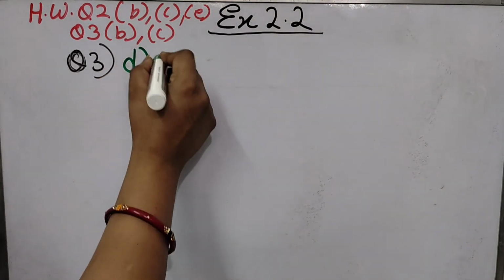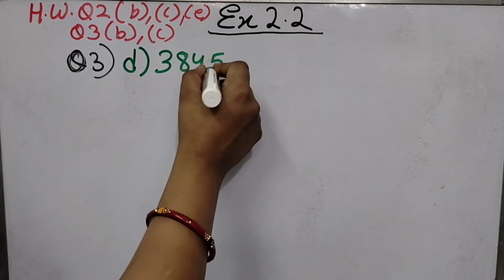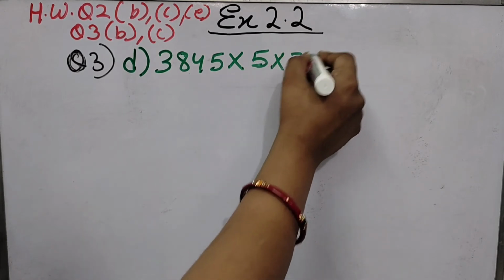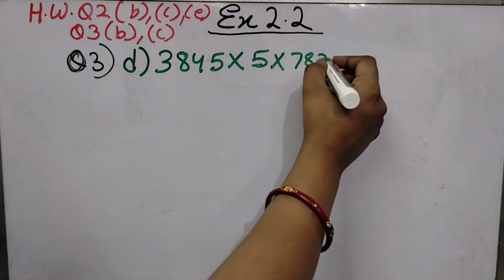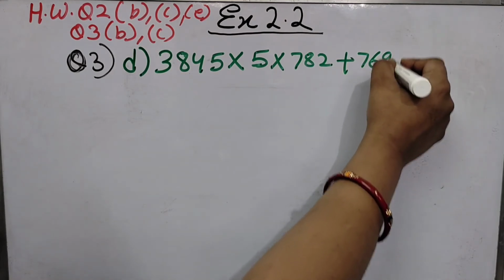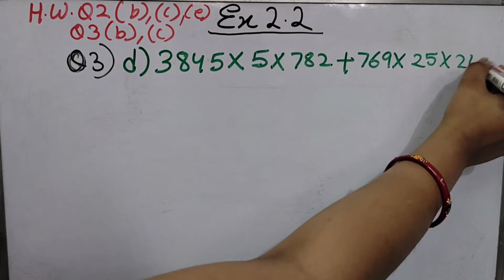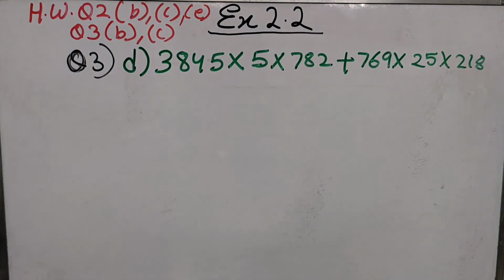Part D is 3845 multiplied with 5 multiplied with 782 plus 769 multiplied with 25 and it is multiplied with 218. So here, at first view, we are not able to identify which number can be taken as common and how we can implement distributivity of multiplication over addition.